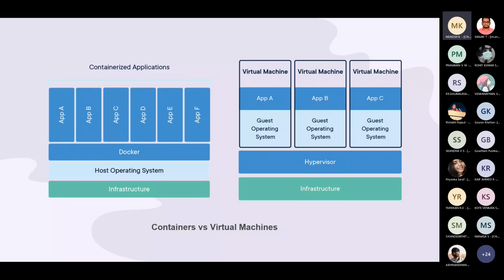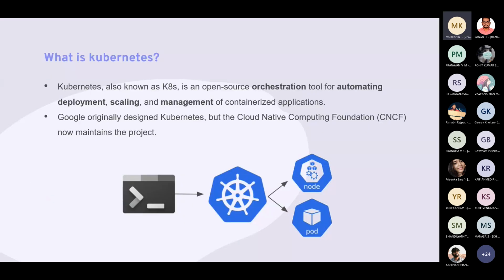Now let us enter into the main topic, Kubernetes. Kubernetes is a portable and scalable open source platform for managing containerized applications. It was originally developed by Google, and it was released to the public in the year 2014. Google was extensively using Kubernetes even before 2014, but it became available to the public in 2014, and from then it has been managed by the CNCF Foundation.